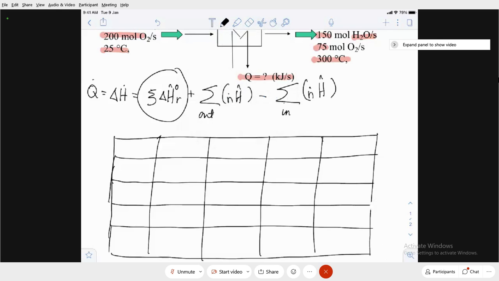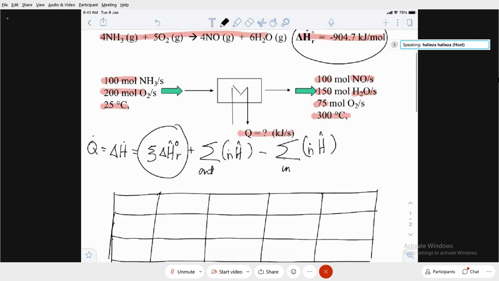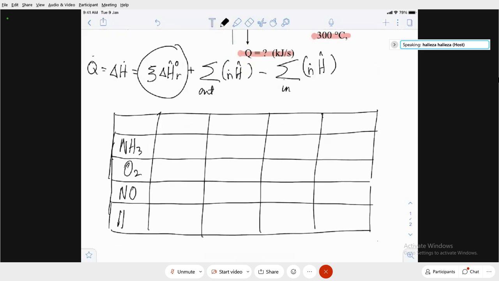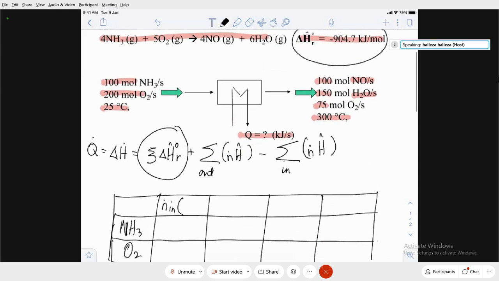Okay, let's see, what do I have? Ammonia. I have ammonia. I have oxygen. I have nitric oxide. I have water. That's the component that I have N in. What's the unit? Mole per second. My enthalpy, mole per second. Oops, I forgot to write in.